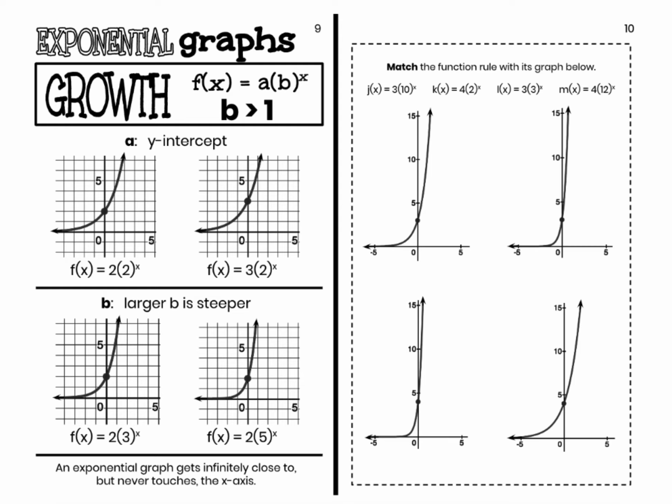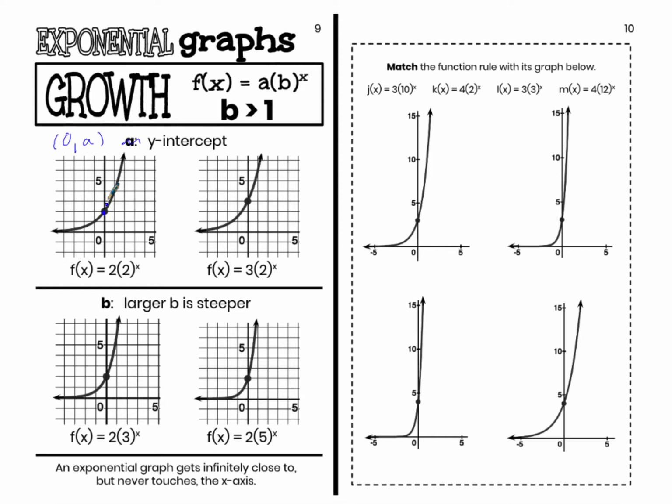Pictured here are some exponential growth graphs. They are growth graphs because the factor here, b, is greater than 1. On all exponential function graphs, the y-intercept represents the a value. The point (0, a) is the y-intercept, so it's where it crosses the y-axis.